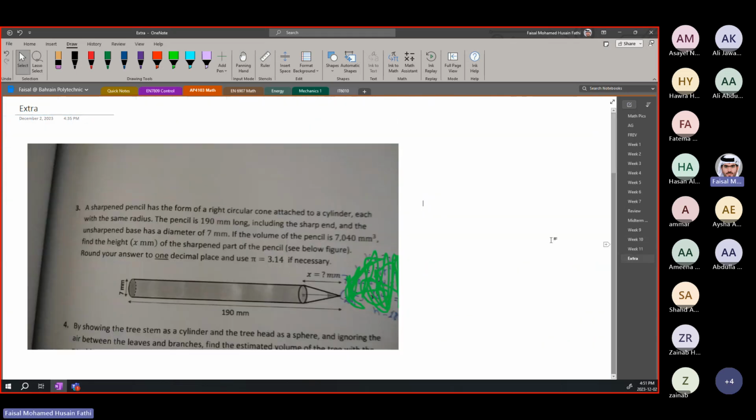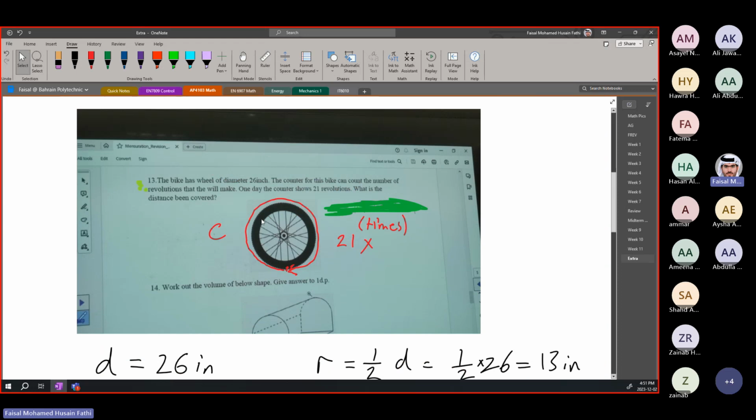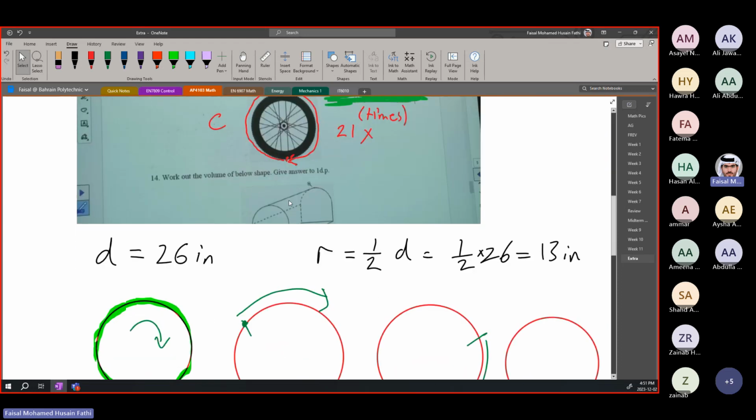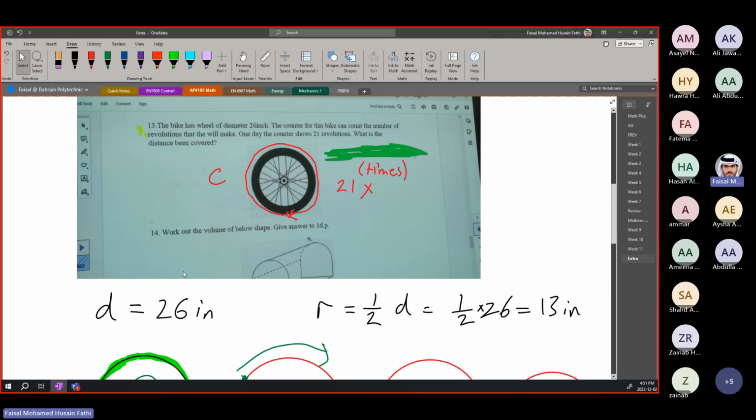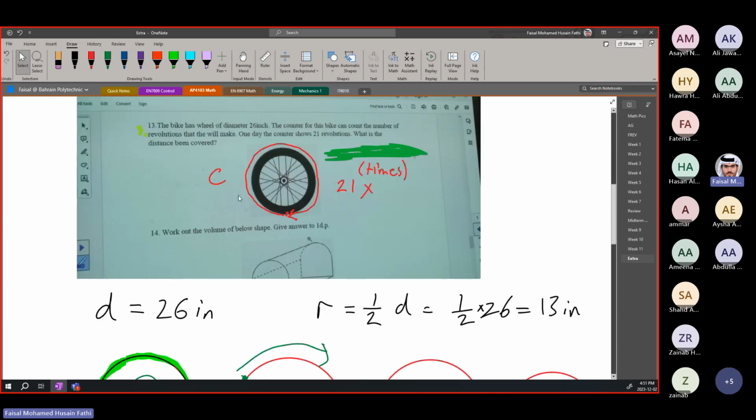I'll do a quick recap again, just about this question. You are given the diameter of this wheel, okay? One revolution, okay? First of all, the first step is knowing the radius or the diameter of the wheel to get the values. So the radius is going to be equal to half the diameter. So it's 13 inches, which is given.